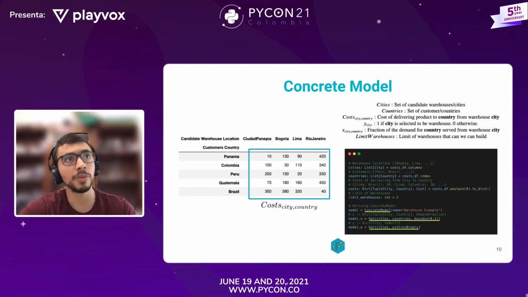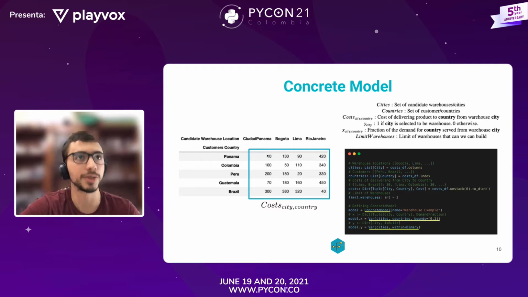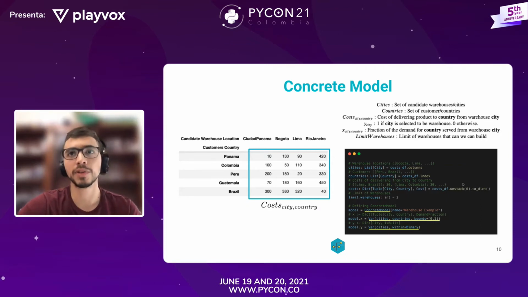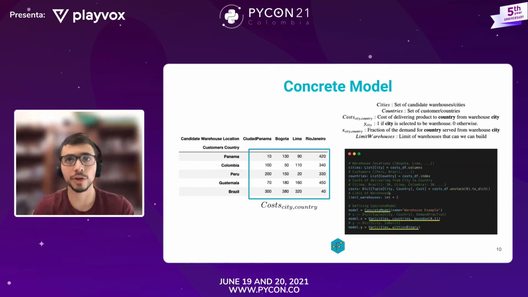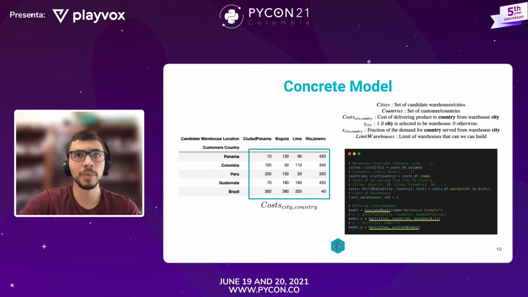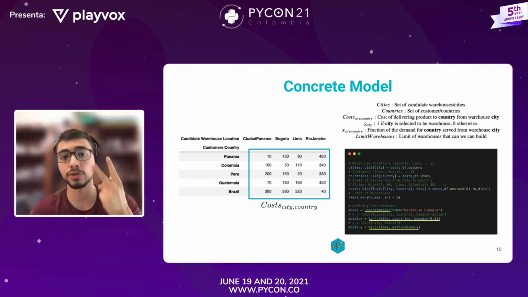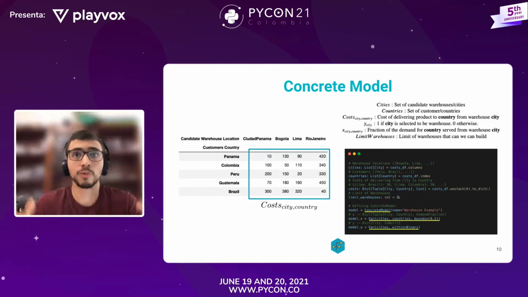So we have a cost from each city. How much does it cost to deliver from Panama to Panama? It costs $10. And from Panama to Colombia, and so on. So these are the costs. But you can see here that we are doing some transformation. We have a dictionary of key-value pairs, where the key is a tuple of city and country. So here we will have, for example, from Lima to Brazil, it will cost 30. This doesn't match this, sorry. But okay, let's continue. And finally, we have a limit of warehouses: we can build only 2 warehouses. That was what we were told. So we'll see which ones we are going to build.